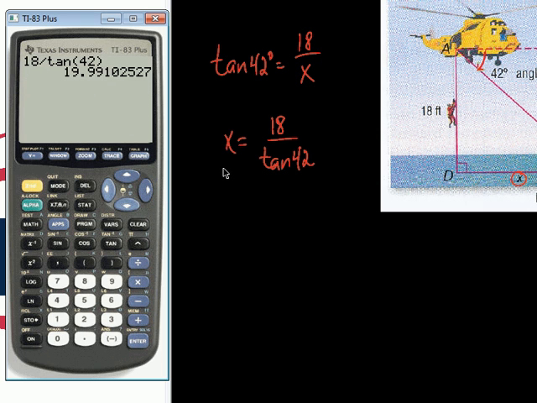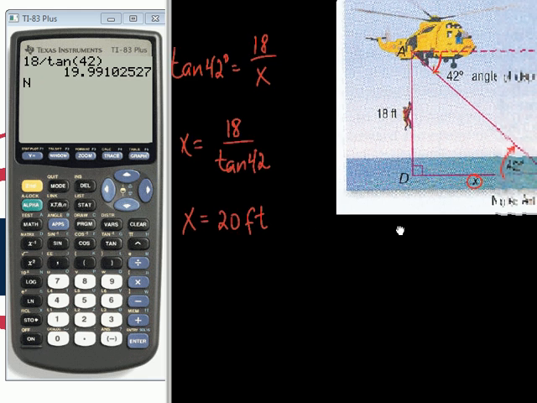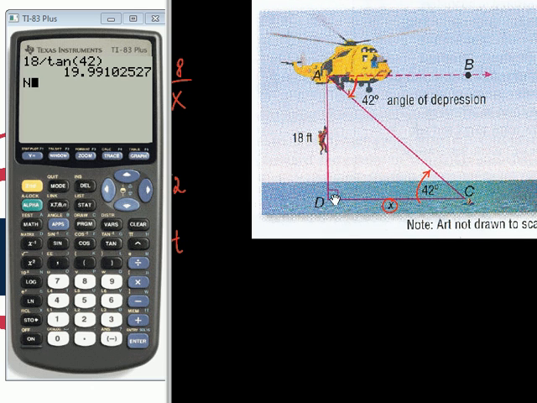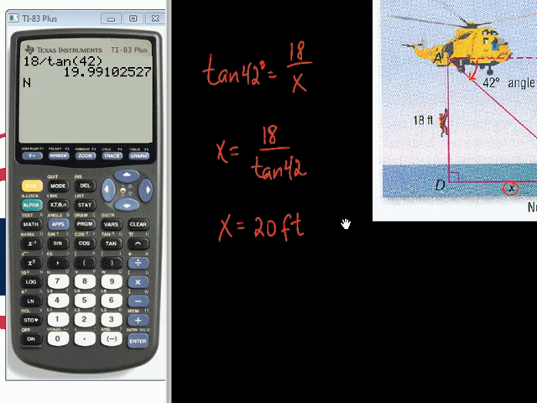That rounds up to 20, so we will say that x is equal to around 20 feet. So let's slide this over a little bit. So that distance right there is 20 feet. So the rescuer is going to be dropped straight down and is going to have to swim over, I guess, or whatever, to get the person that needs to be rescued 20 feet over. Alright? So that's all there is to that. That's not so bad.